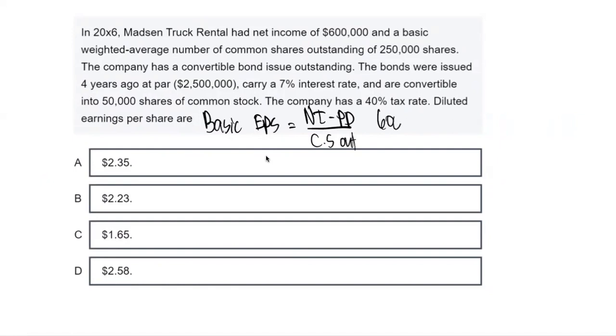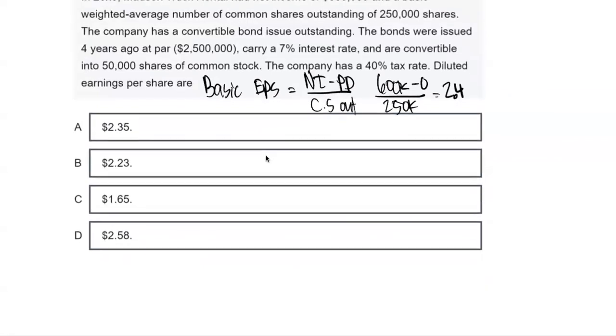That would be 600,000. Meron ba tayong preferred dividends? Wala naman. Divided by our common shares outstanding, which is 250. So how much is our basic EPS? 2.4. Okay. So magkano ngayon or paano ngayon yung magiging effect ng ating diluted earnings per share?